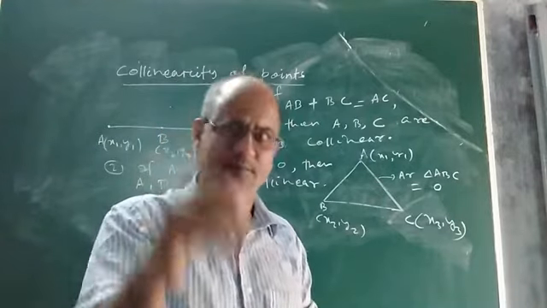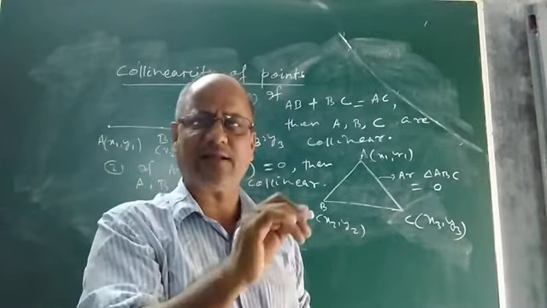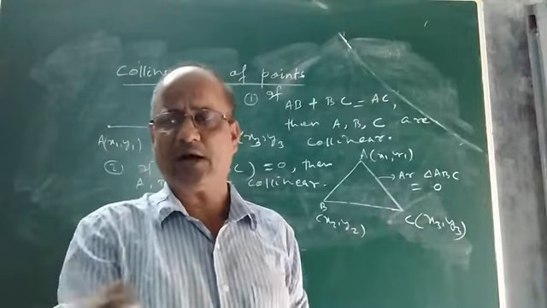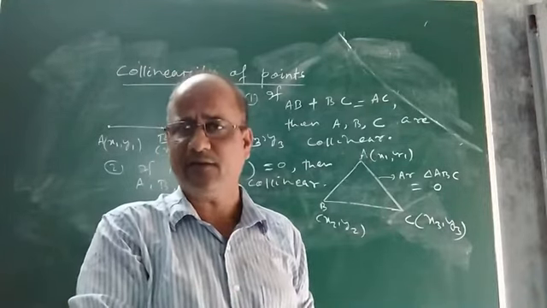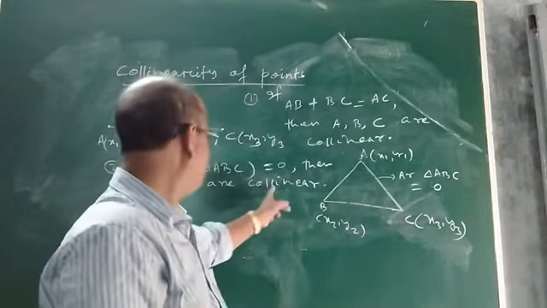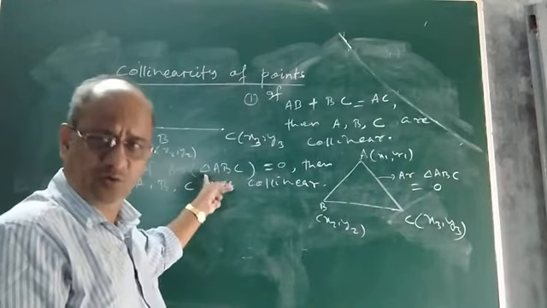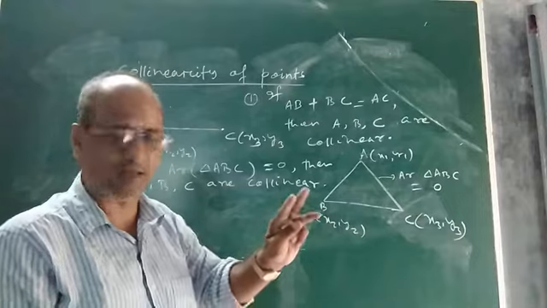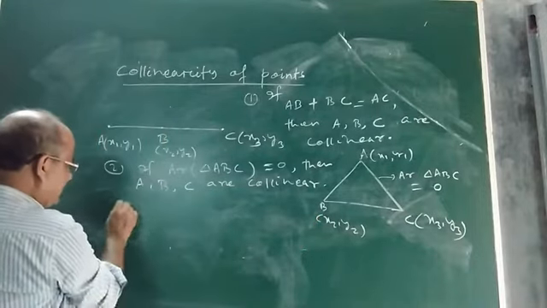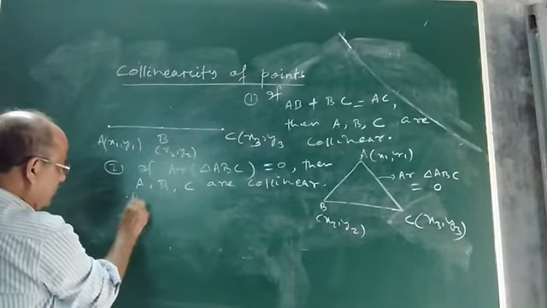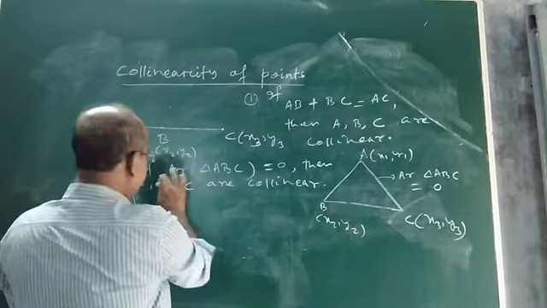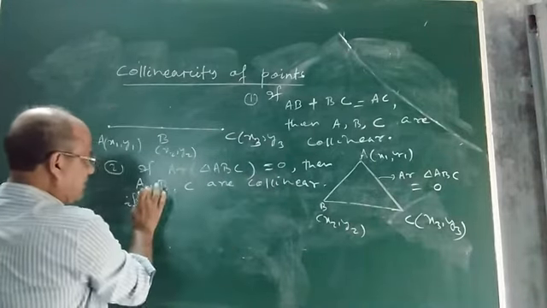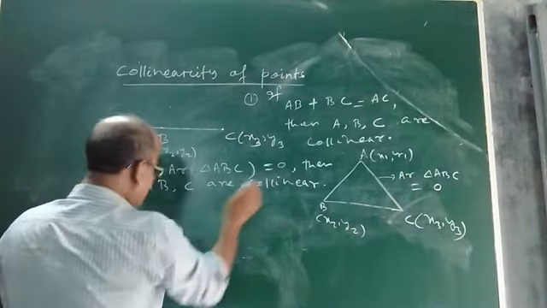It means its area is 0. And whenever there is a triangle, its area cannot be 0. Under no condition can the area of a triangle be 0. So this condition we can use to test the collinearity of 3 points whose vertices are given. So what does it mean? It means if area of triangle ABC equals 0, then the vertices A, B and C are collinear.